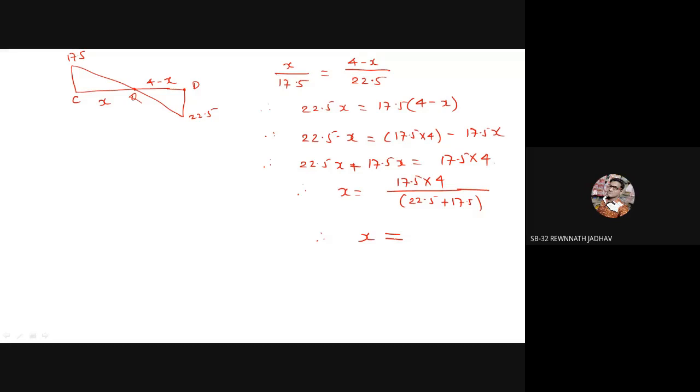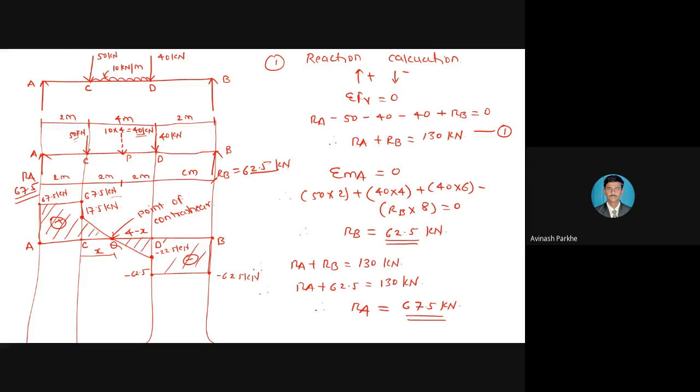1.75. Yes, everyone has got 1.75 meter. X means CQ distance, 1.75 meter. In the original figure also, you have to represent this particular distance because this distance is important to convert the UDL into the point load. So X is equal to 1.75 meter.